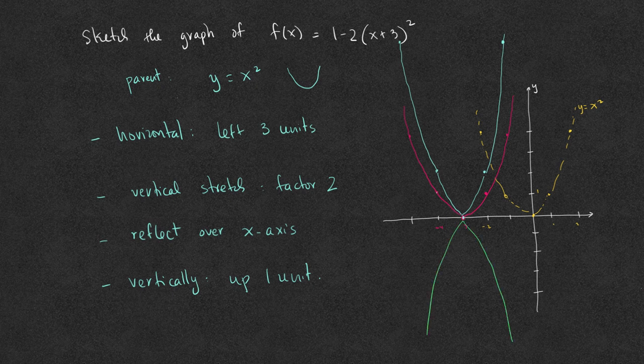And then finally we move it up by 1 unit, and so with the same curve, we will take everything and move it up 1 unit. We'll end up with the graph of y equals 1 minus 2 times the quantity x plus 3 squared.